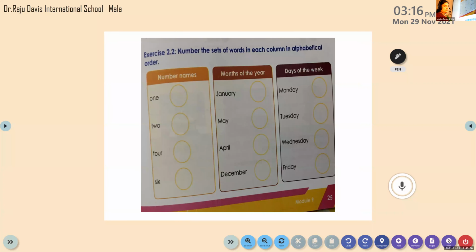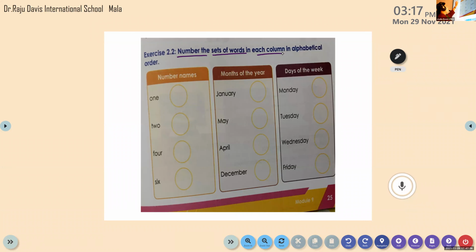On the same page, exercise 2.2. In this exercise, we need to number. Number means give the numbers 1, 2, 3, 4, and so on. What do we have to number? We have to number the sets of words in each column in alphabetical order. We all know the alphabetical order, right? A to Z. And we have to number them.